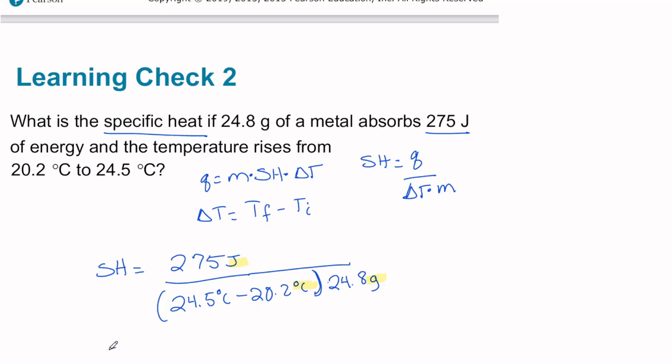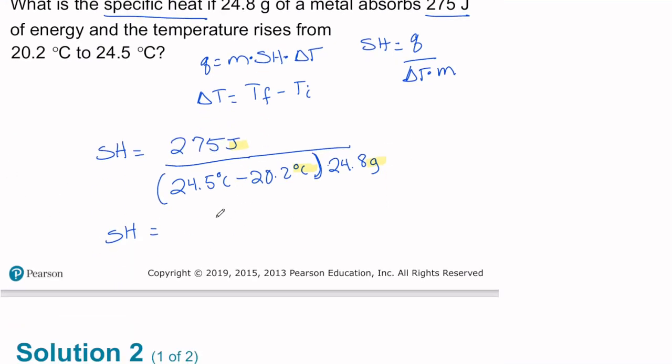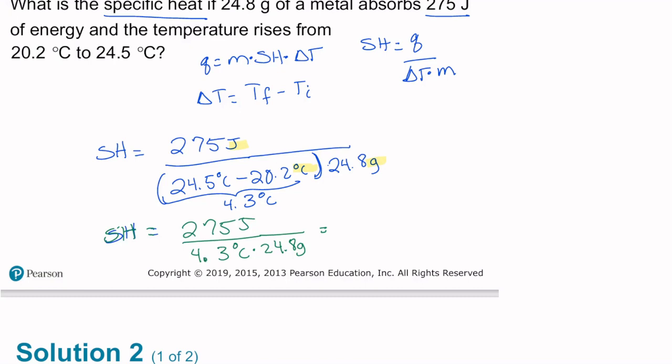So in order to perform the calculation and find the specific heat, we take 24.5 and subtract 20.2 from it. Now let's go ahead and do that, and then we'll perform the final calculation. 24.5 minus 20.2 is equal to 4.3 degrees C. So the specific heat, let's just change colors so we won't get mixed up here, specific heat is equal to 275 joules divided by 4.3 degrees C times 24.8 grams. So that's equal to 2.6 joules per gram degrees C.